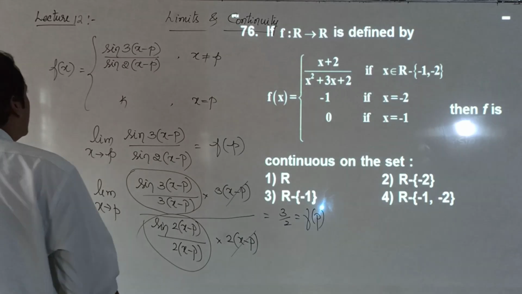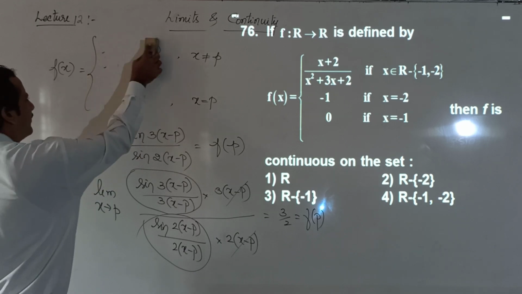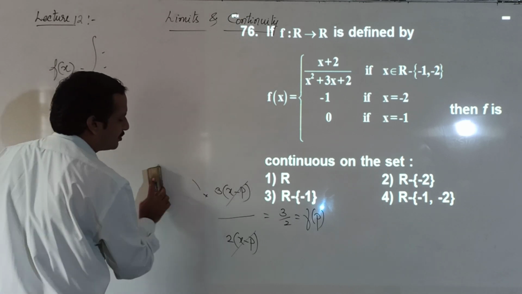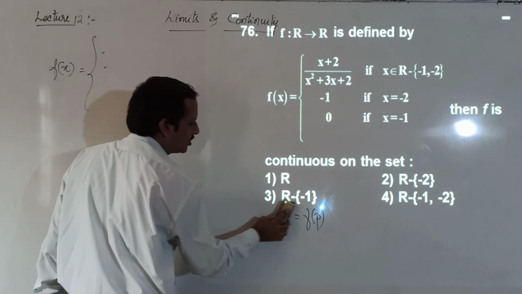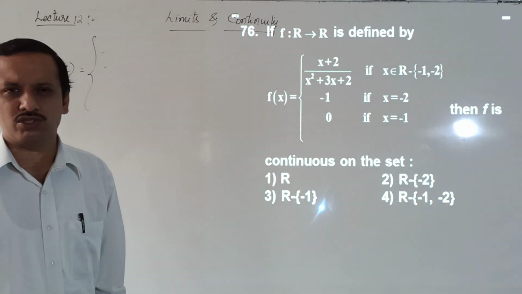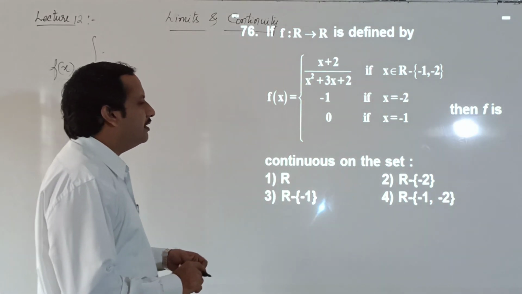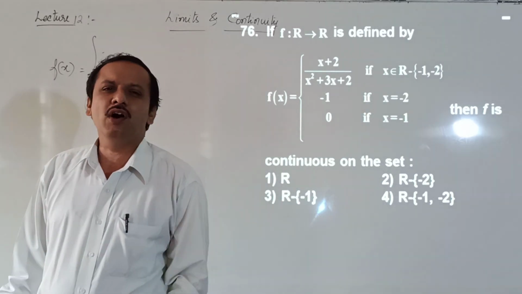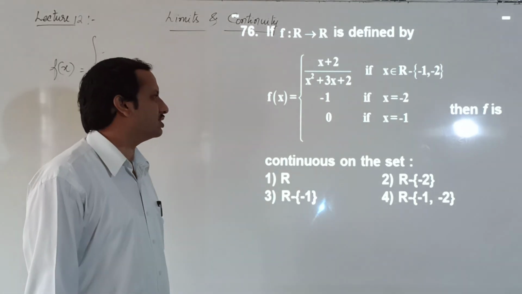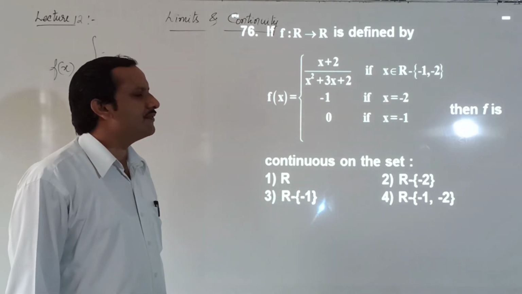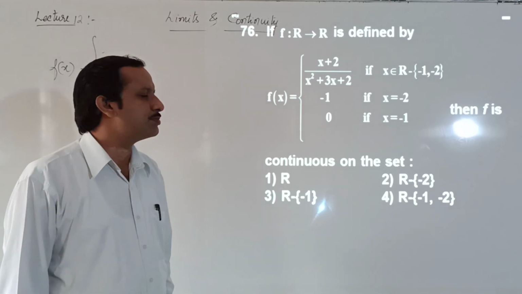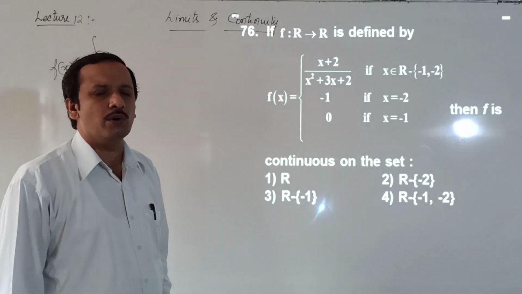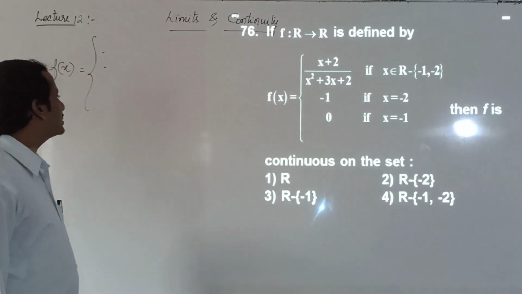Okay, then if f from R to R is defined by f of x equal to (x + 2) by (x square + 3x + 2) wherever x belongs to R minus {-1, -2}, that is, whenever x is a real number but not equal to minus 1 and not equal to minus 2. Set of all real numbers except minus 1 and minus 2. Except at those 2 points, f of x is defined as (x + 2) by (x square + 3x + 2). At minus 2, it is defined as minus 1. At minus 1, it is defined as 0. Then the question is, where is it continuous?